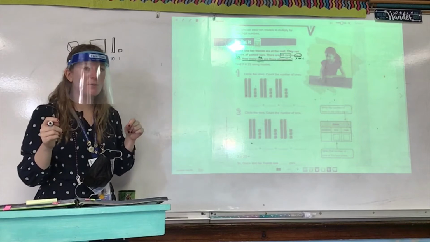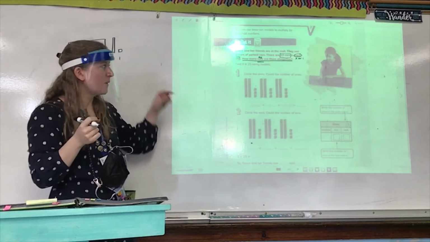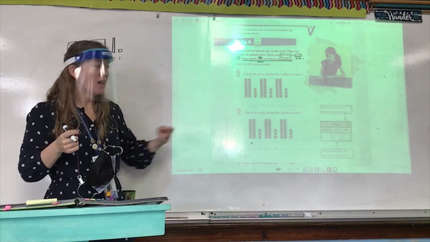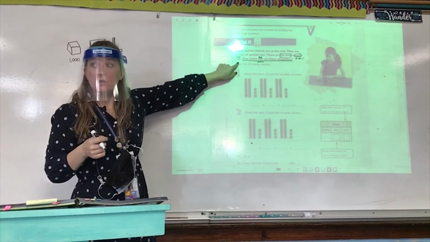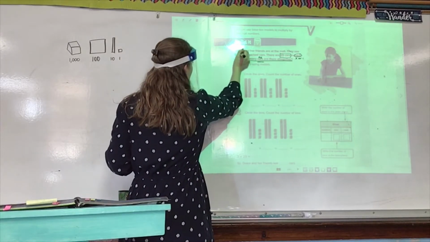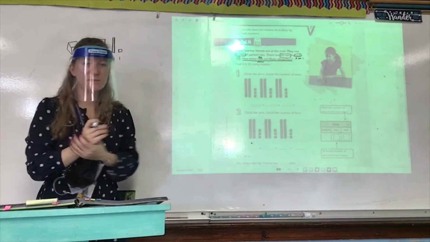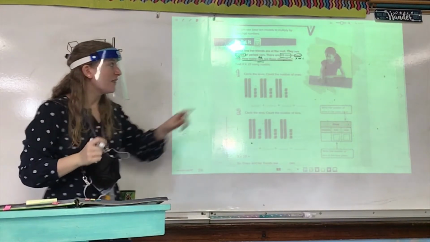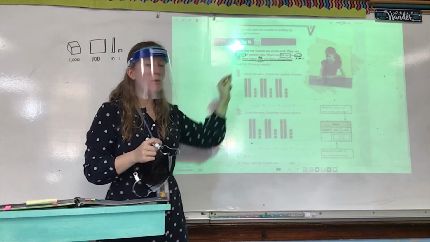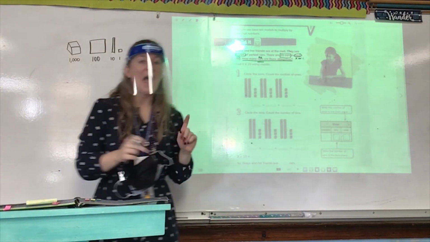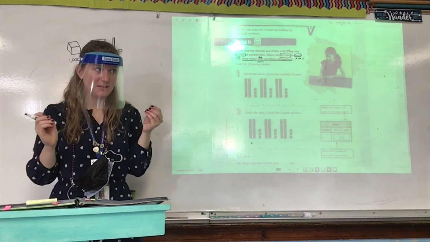I still don't see a number, but I remember when I read that sentence, they see 3 rows of parked cars. I saw my other unit, row, with a number before it. So that means 3 rows is going to be important. So now I know what my numbers in my equation are going to be. They're going to be 3 and 23. I know I'm either multiplying or dividing.